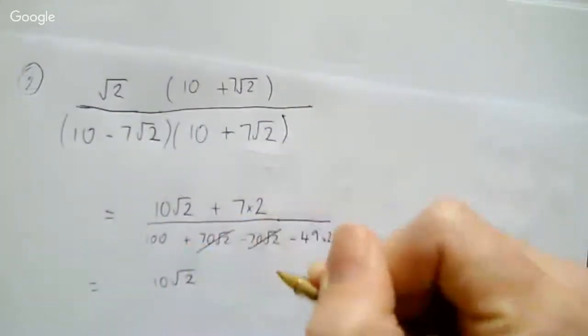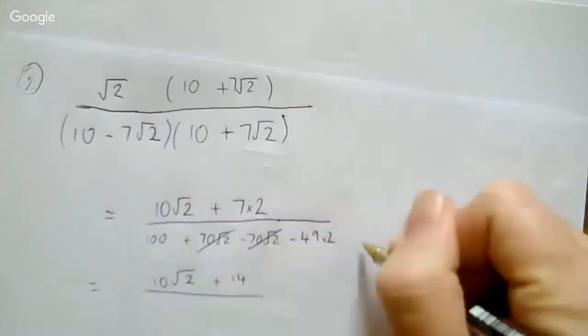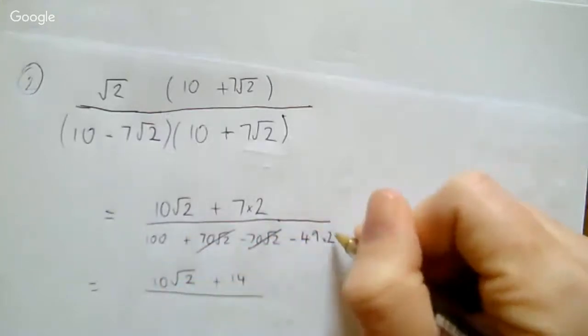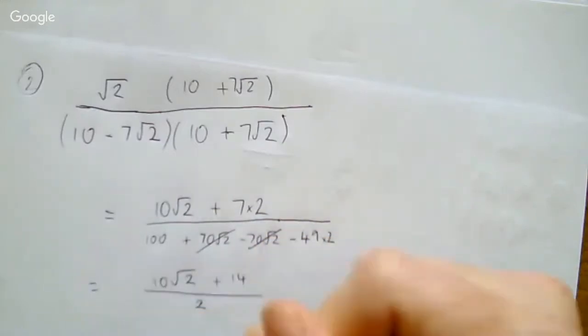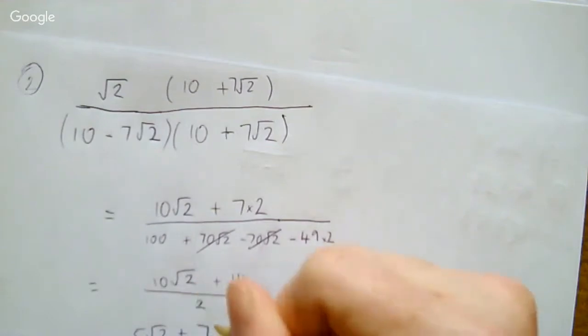So I get 10 root 2 plus 14 all over, it's going to be 100 minus 98, isn't it? So that's going to become 2. And then I can halve both of those. So I get 5 root 2 plus 7.